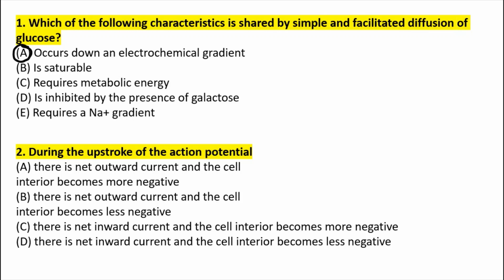C says there is net inward current and the cell interior becomes more negative. The cell interior becomes more positive. D says there is net inward current, yes, and the interior becomes less negative. So the answer here is D.